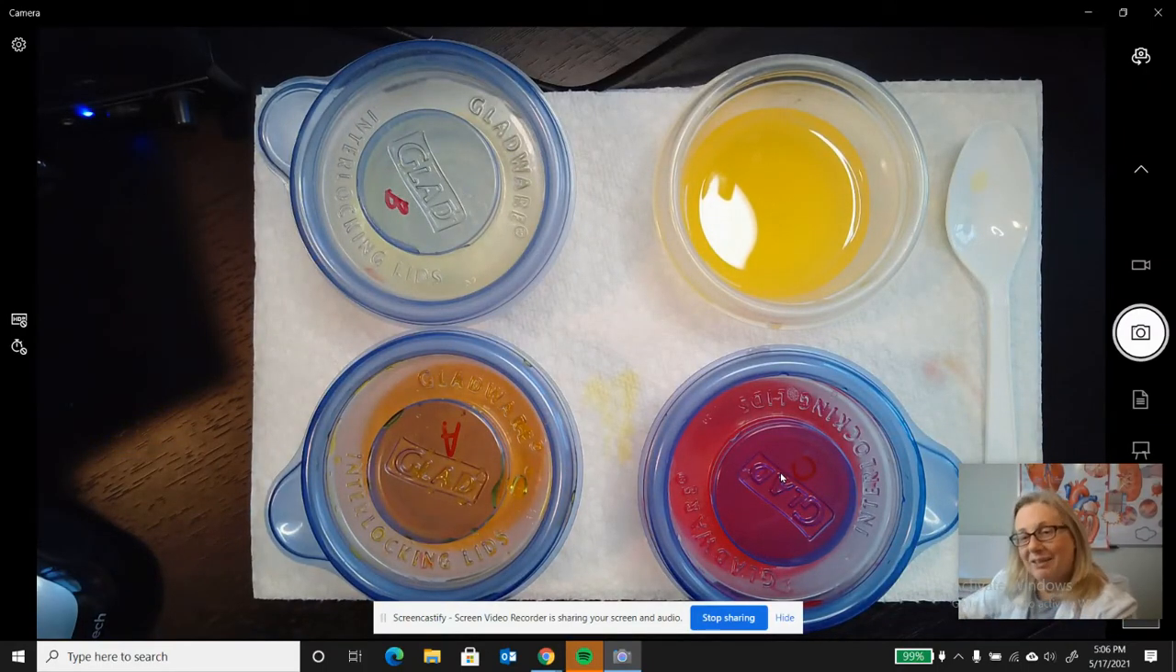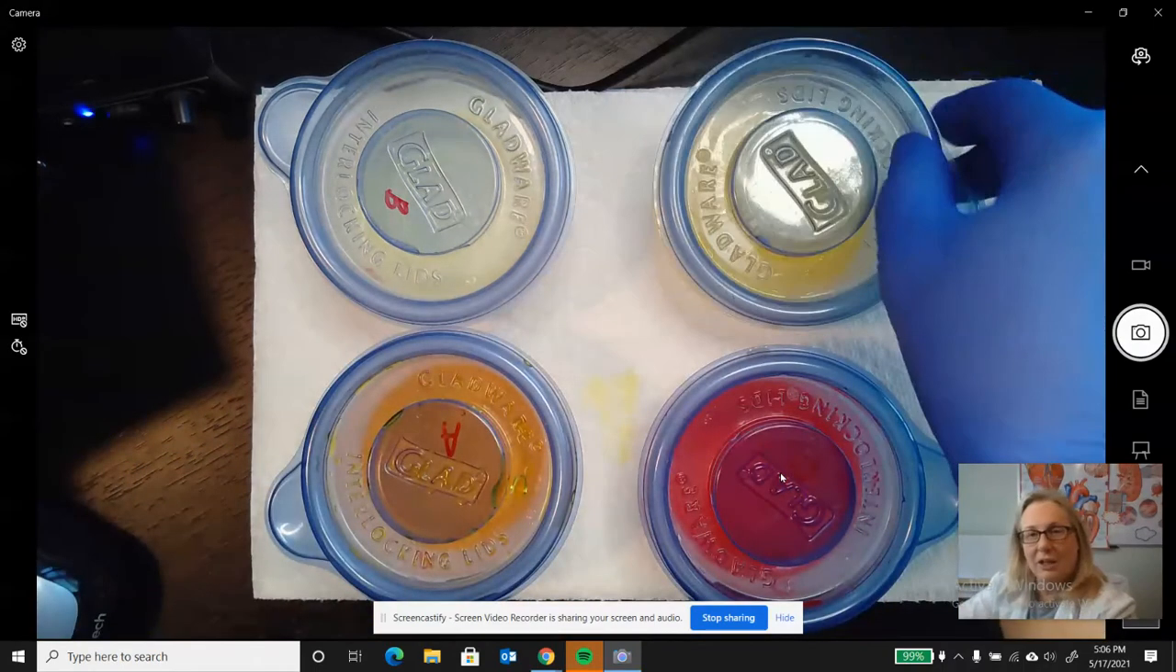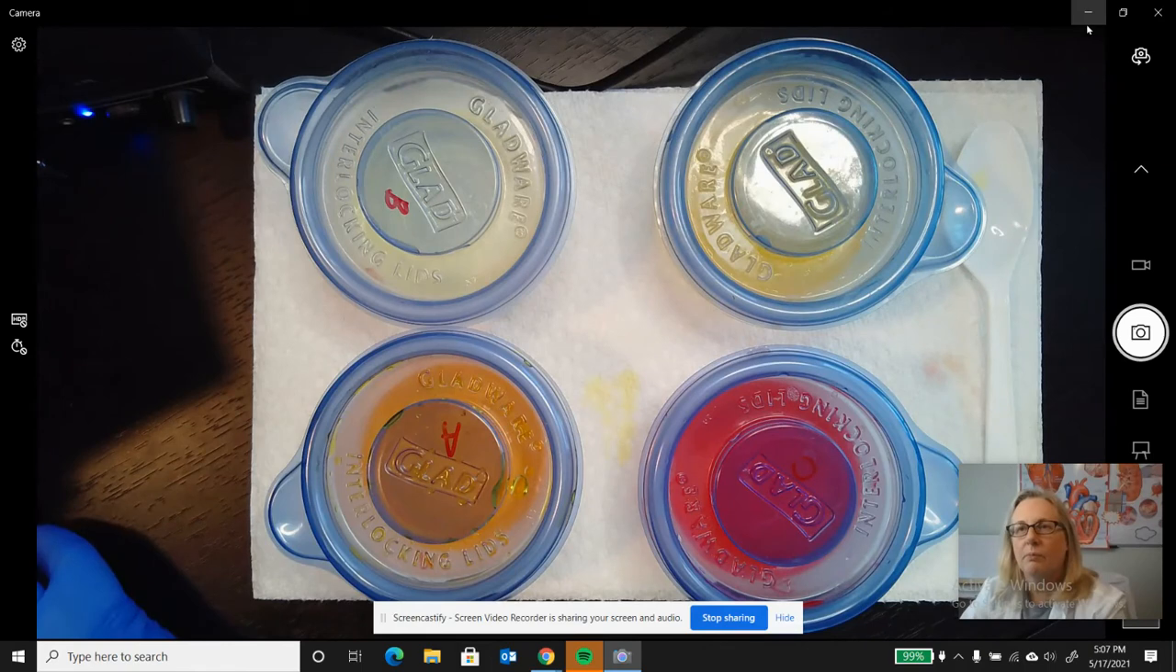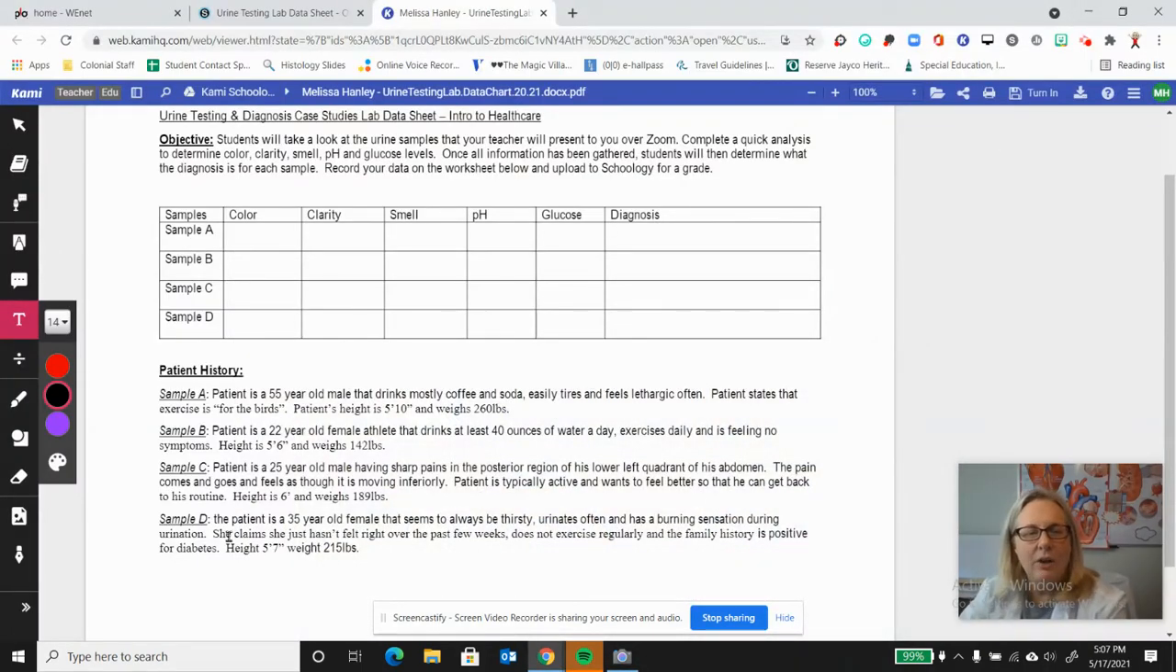So sometimes our patients, by the way, have more than one thing wrong. I'm going to give you a strong hint that the last one has more than one diagnosis. So make sure that you go back through and read what it says about the patient, that they are always thirsty, they urinate often, and they have a burning sensation when they go to the bathroom. She doesn't exercise, and she does have a family history of diabetes.